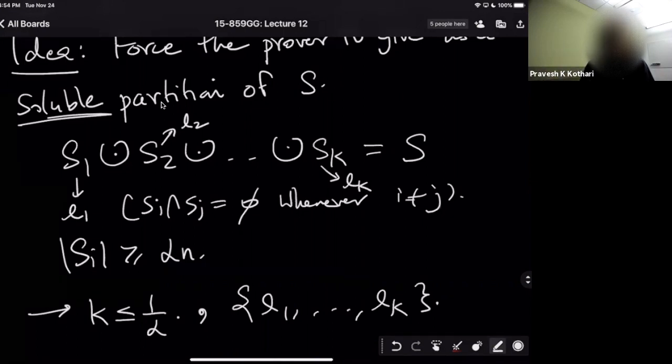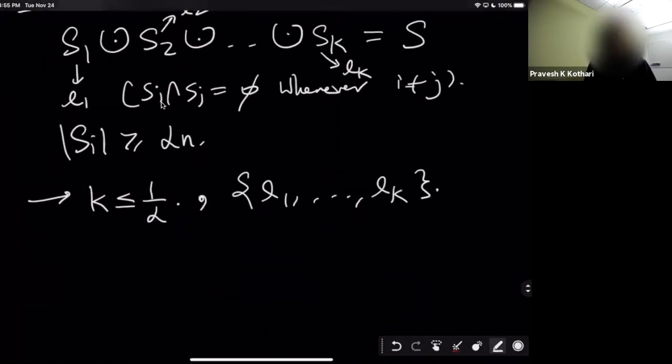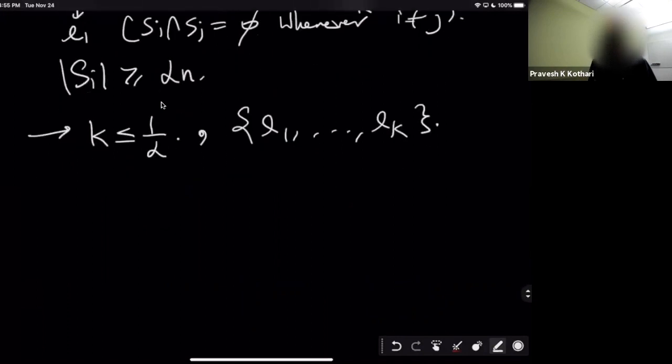And so, we'll ask, prover, please give us a soluble partition. Each set should be of alpha n size. This time, you can't make any of the sets intersect, okay? And give us 1 over alpha sets. And so now what have we ensured? Why does this partition somehow help? Well, here is an observation.